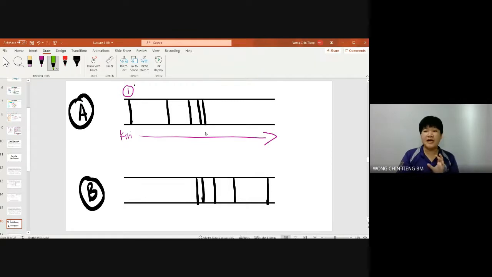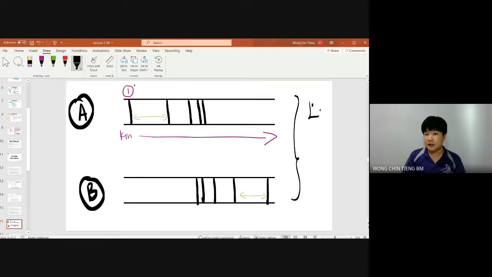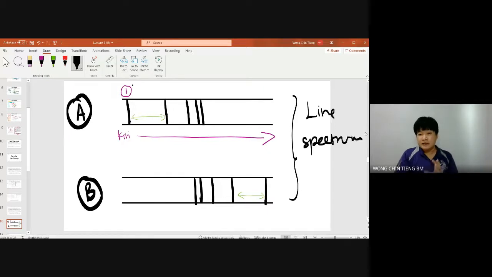We will be actually identified by only looking at one simple thing, the gap. The gap yang paling luas is the first line. We will always read from the biggest gap. And what I'm trying to show you over here, dua-dua benda ni kita panggil line spectrum. This is what we call line spectrum. So line spectrum nak baca dari mana? Tak ada fix. Kita boleh baca dari kiri, kita boleh baca dari kanan, depends pada soalan.